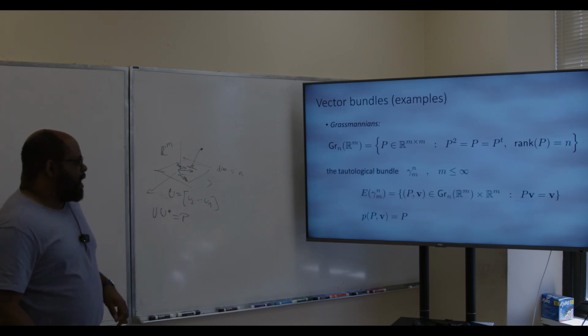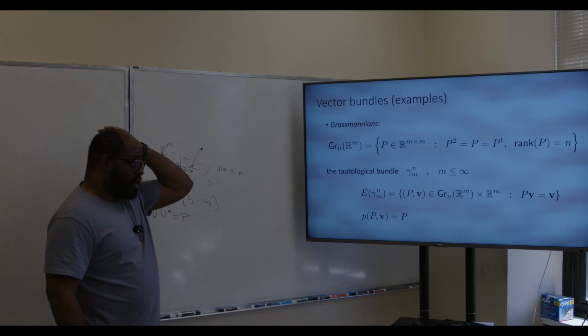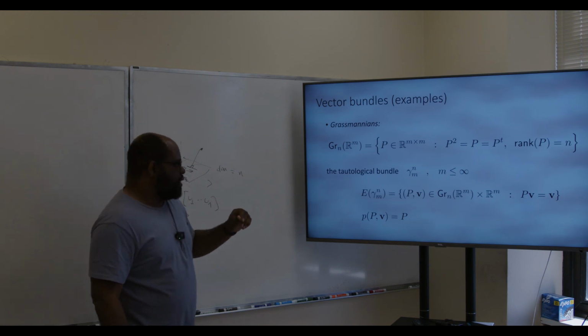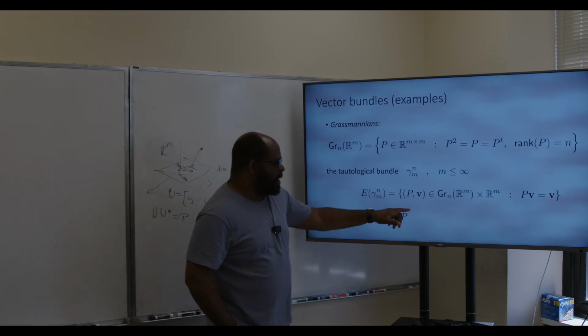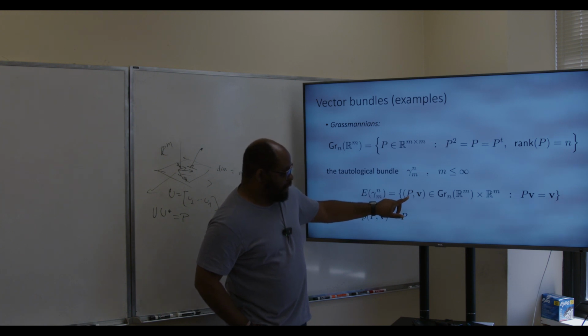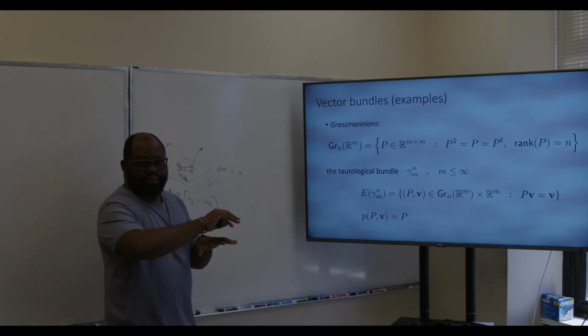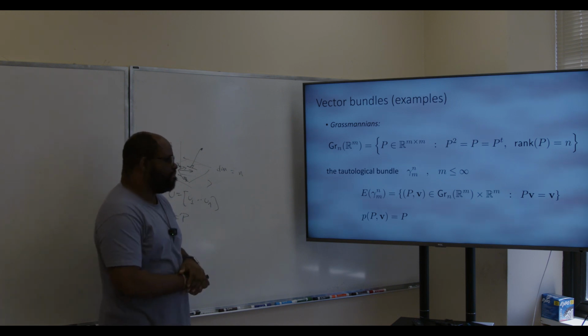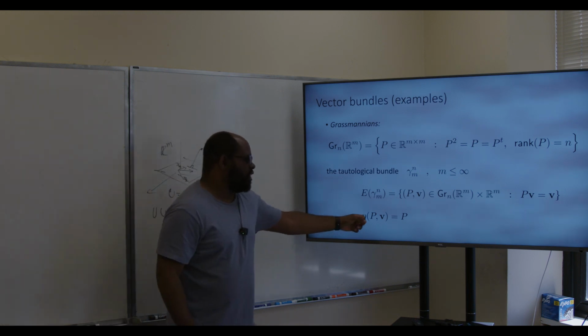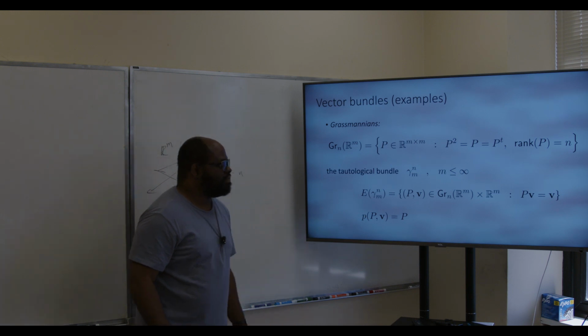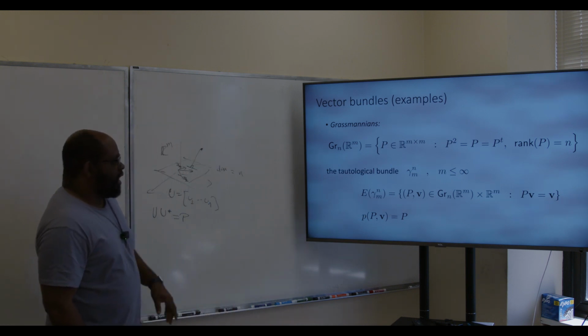And then the Grassmannian has what is called the tautological bundle over it, which is, at any point of the Grassmannian, meaning at any P, you put all the vectors in its column space. Okay? And then the projection is just the projection matrix. So that's another vector bundle.